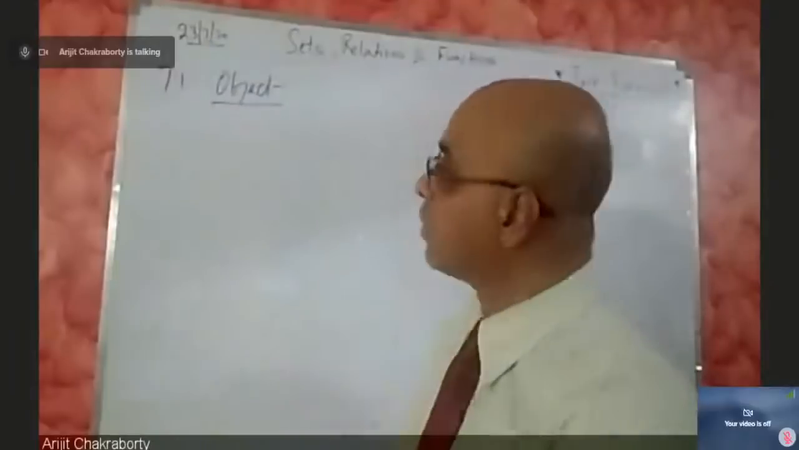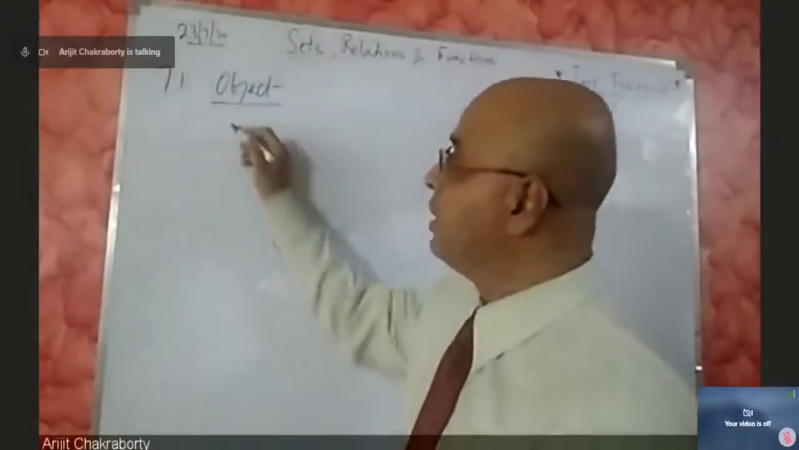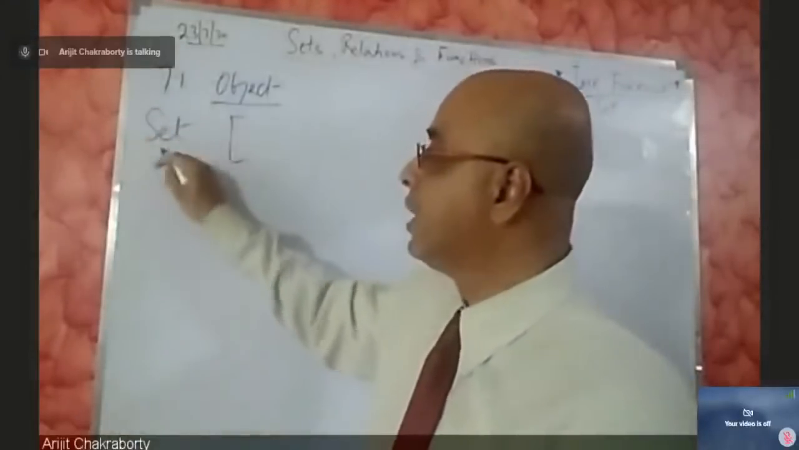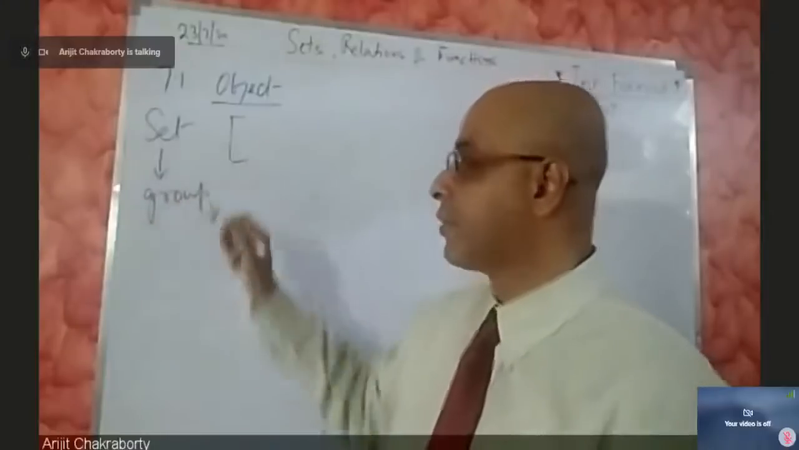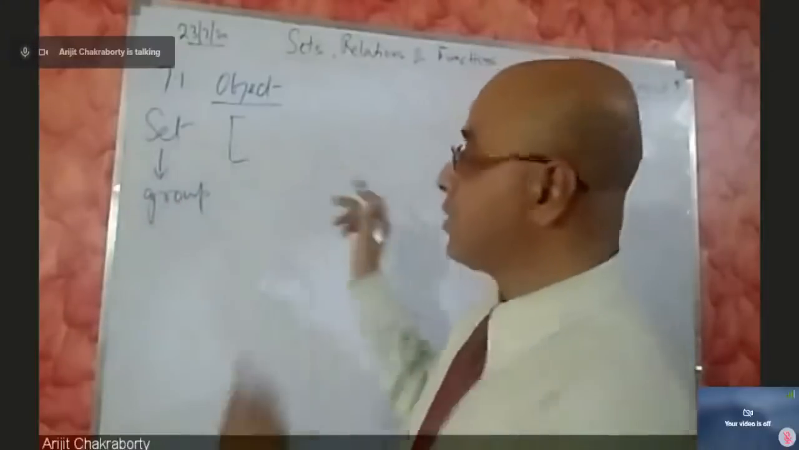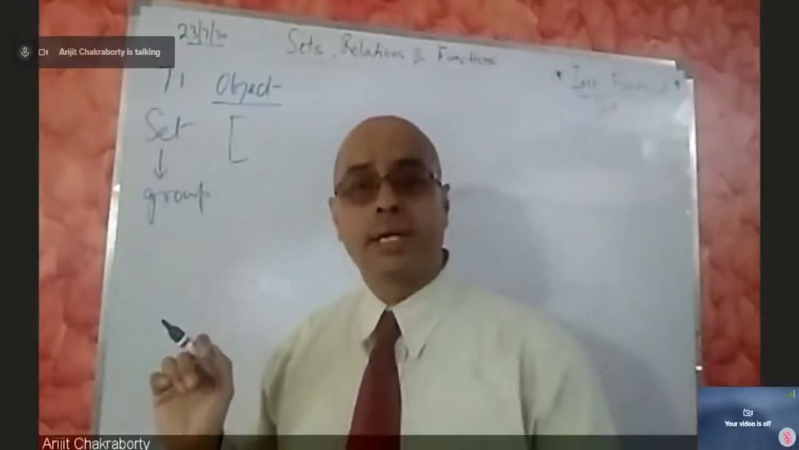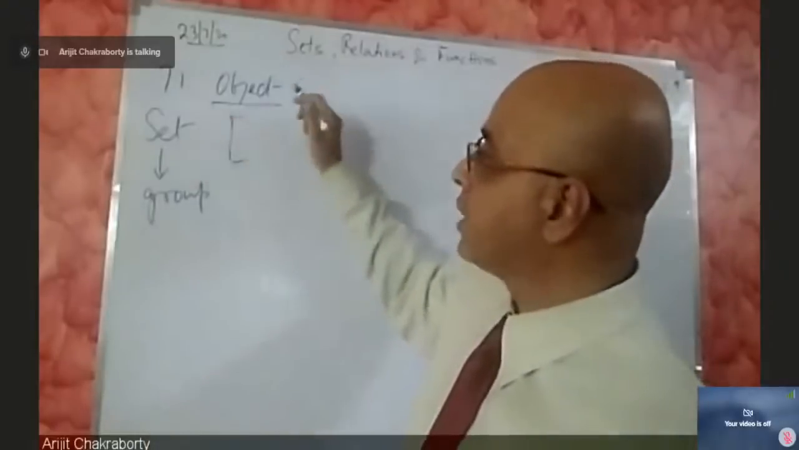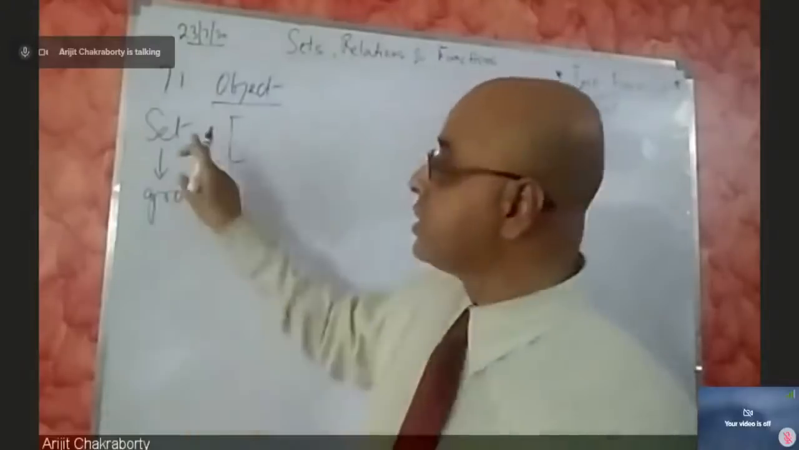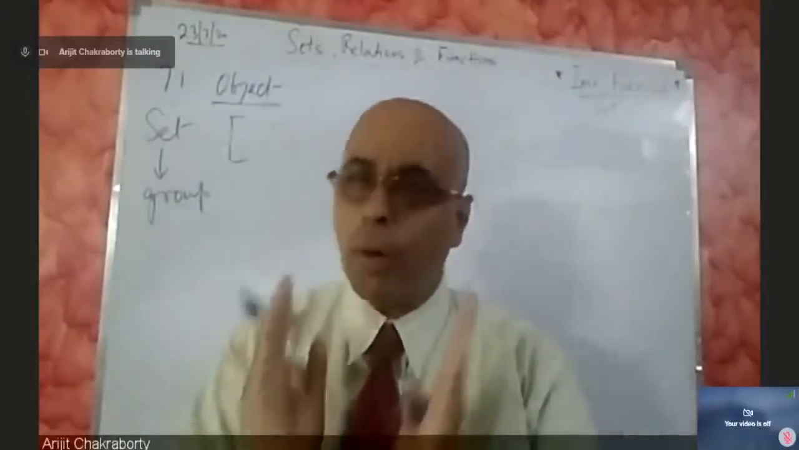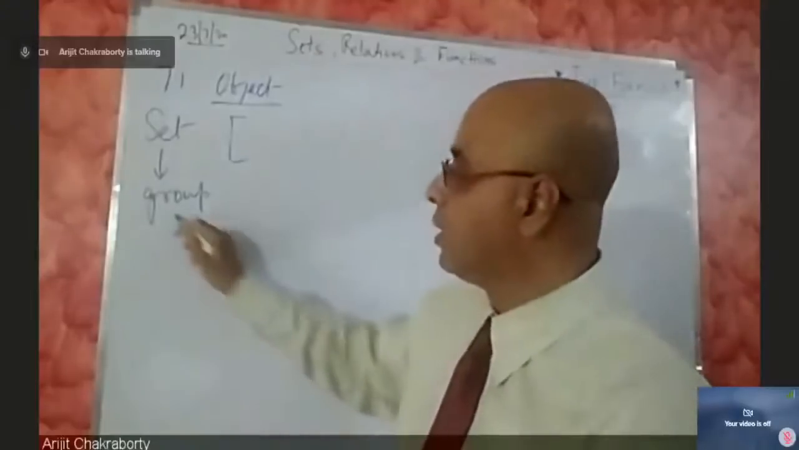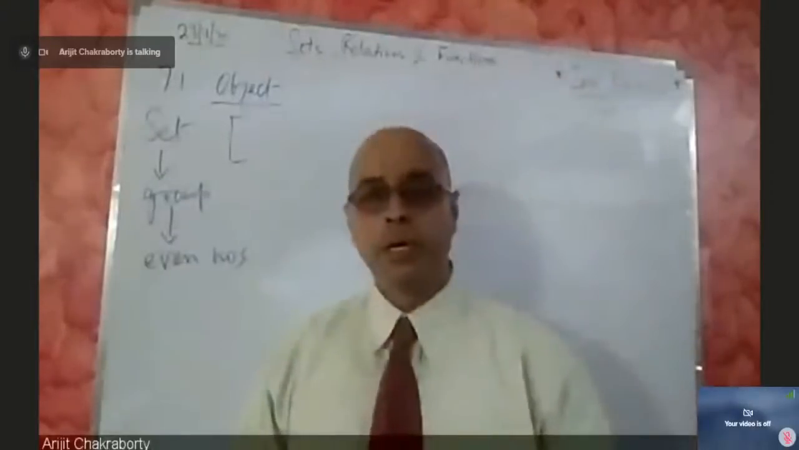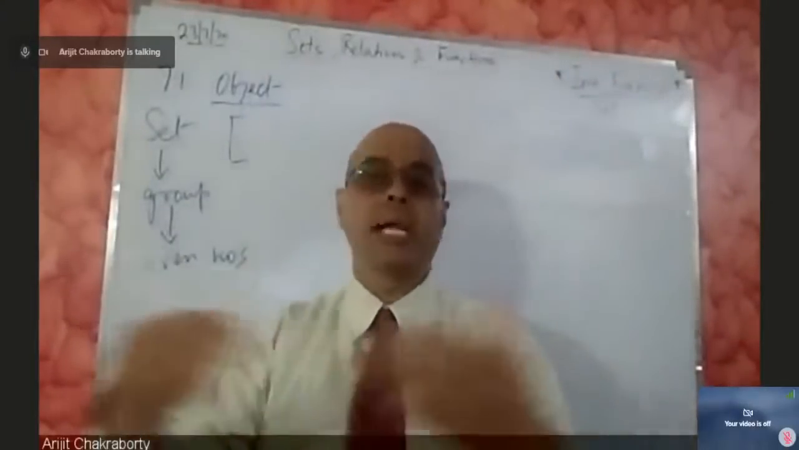Now if I give a small example, let there be a group. A set is nothing but a group. When we talk of the word set, it is like a group of objects. Now if I say that there is a set containing objects which are even numbers. So I am saying that there is a set, S-E-T set, or a group containing objects which are even numbers. So a set means a collection, a group.